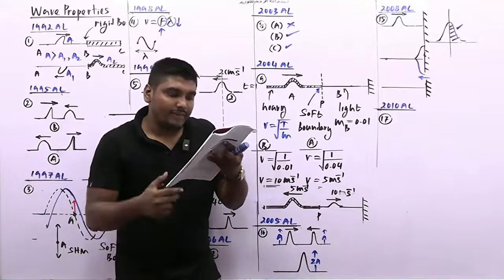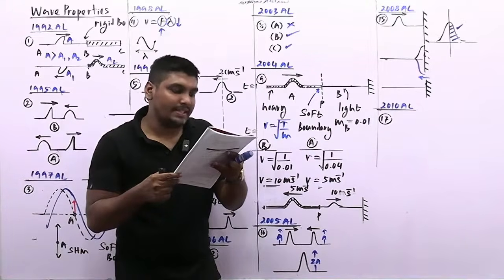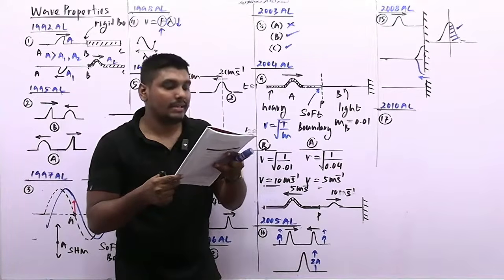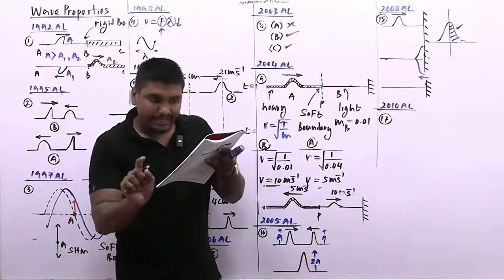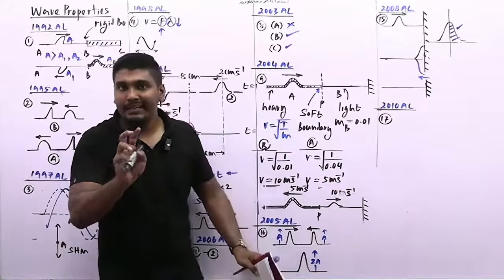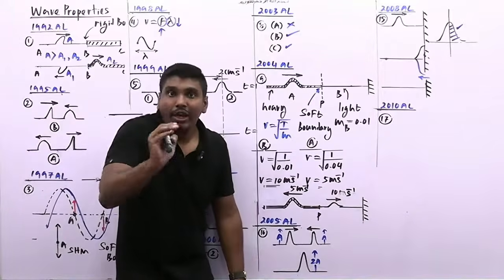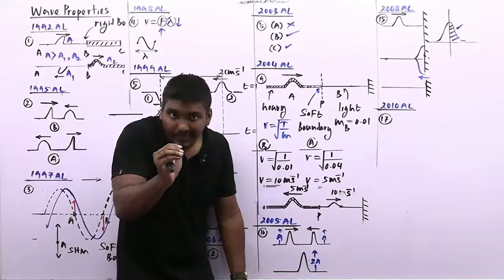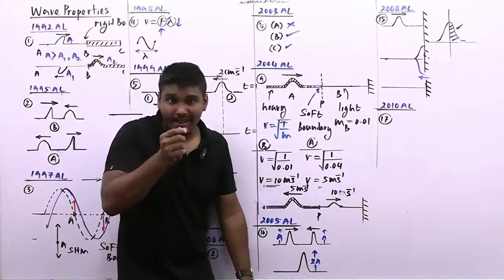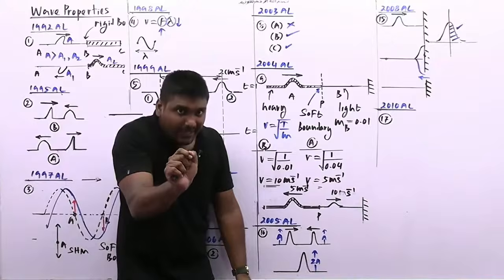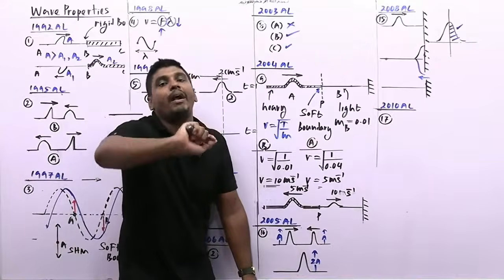Which of the following figures best represents the shape of the wave pulse at the instant when the peak of the pulse reaches the ring? That means they are asking, if half of the wave pulse reached the boundary, what would be the shape of the resultant pulse?